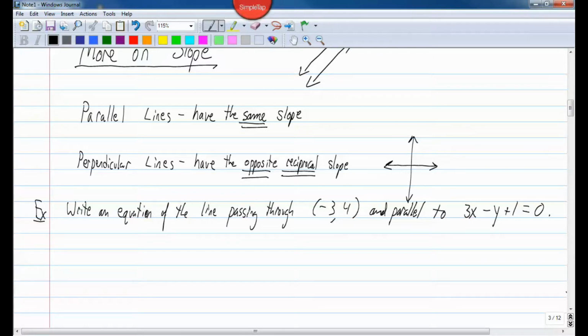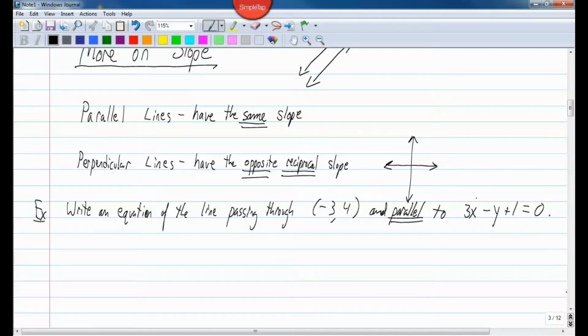Alright, so we're given an equation, and the key word here is parallel. Since we know that the given line is parallel, we want to figure out the slope of the new line by looking at the given line. Now, if you have a given line, the easiest way to tell the slope is to put it in slope-intercept form.